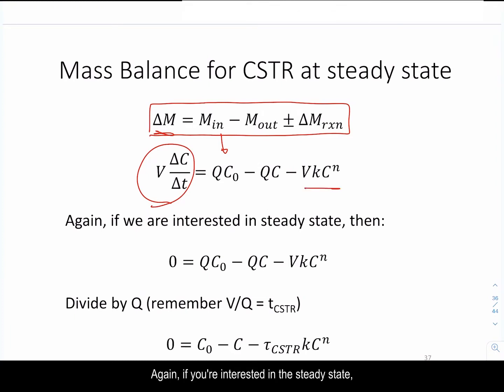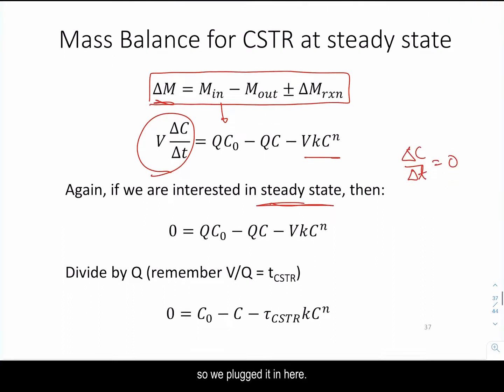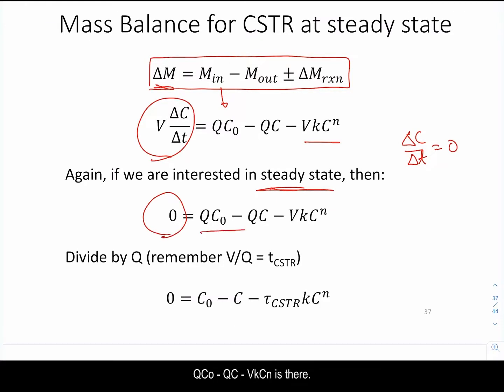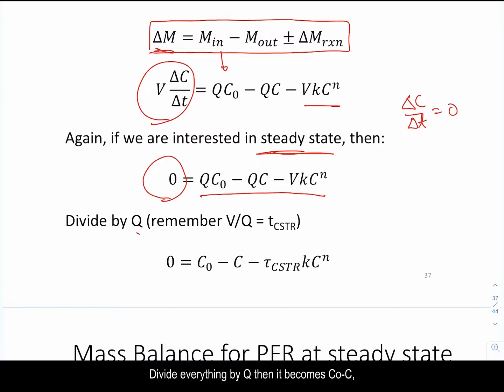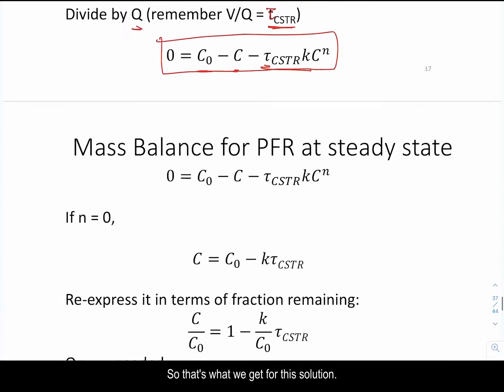Again, if you're interested in the steady state, then delta C over delta t becomes 0. So we plug that in here. Then Q C naught minus QC minus V k C^n. Divide everything by Q. Then it becomes C naught minus C minus, originally it was V over Q, k C^n. But V over Q is tau, right? So that's how we convert it here. Okay. So that's what we get for the solution.